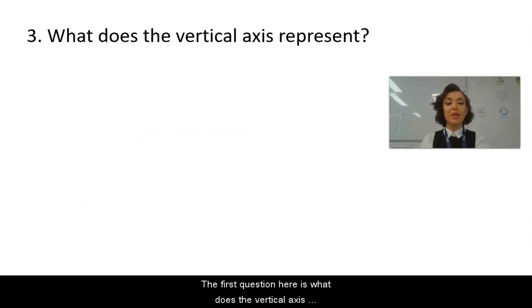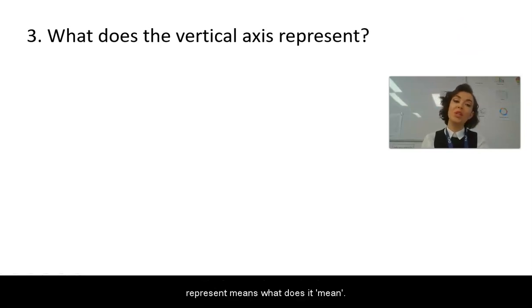So our first question here is, what does the vertical axis represent? Represent means what does it mean?